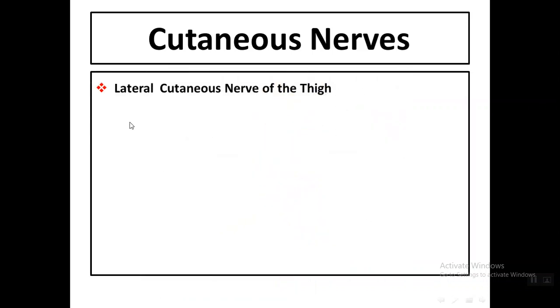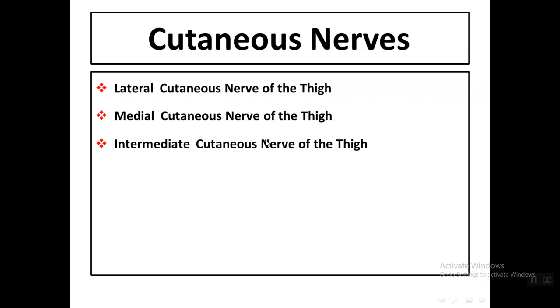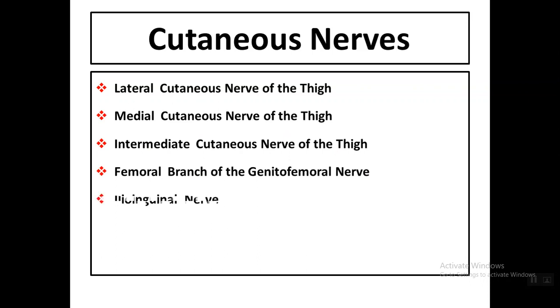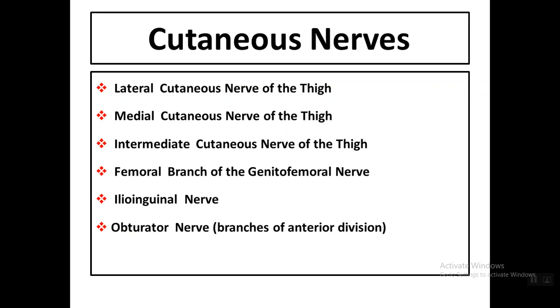We can enumerate them. So we have the lateral cutaneous nerve of the thigh, medial cutaneous nerve of the thigh, intermediate cutaneous nerve of the thigh, femoral branch of the genitofemoral nerve, ilioinguinal nerve, and obturator nerve. These are branches of the anterior division, because the obturator nerve has anterior and posterior divisions.